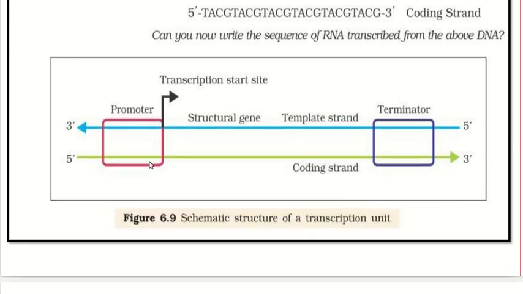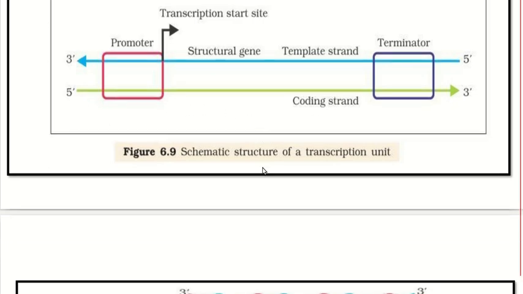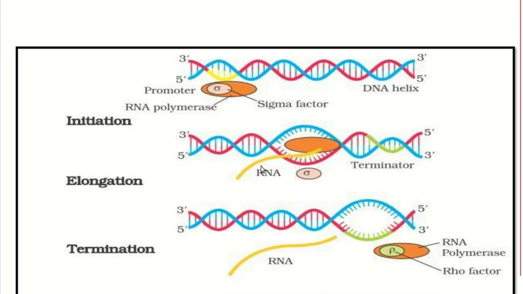The next is the schematic structure of a transcription unit. They might ask it for 2 marks. You have the promoter region, the site where transcription starts, the structural gene, the template strand and the terminator region. The coding strand is here. This is the schematic structure of a transcription unit. This might be asked with description of the transcription process or mRNA synthesis.